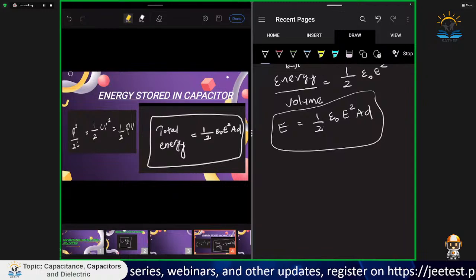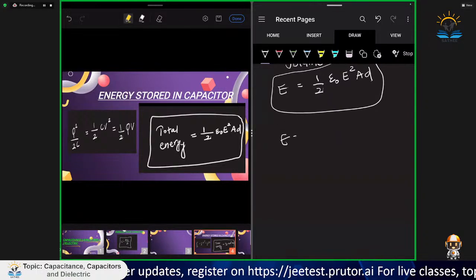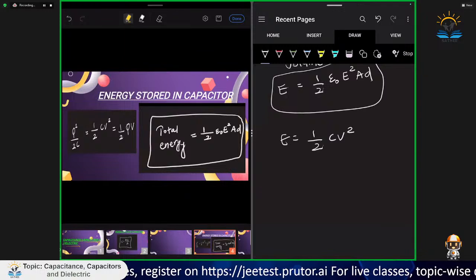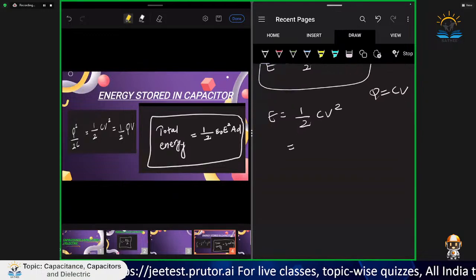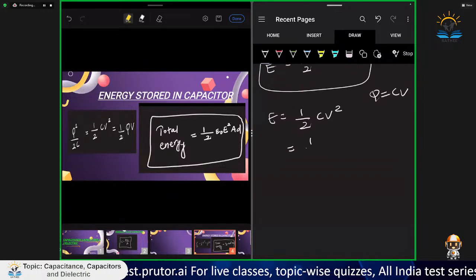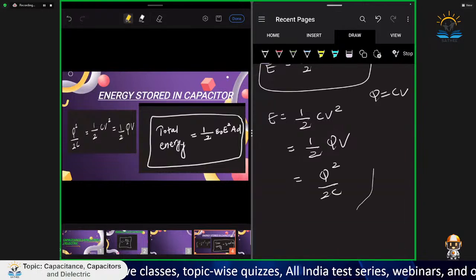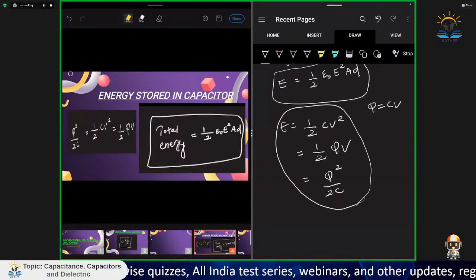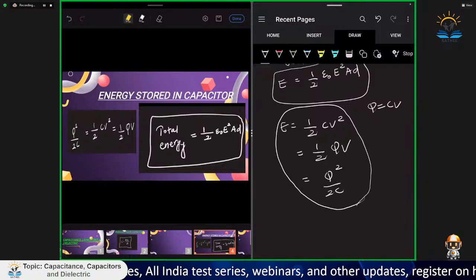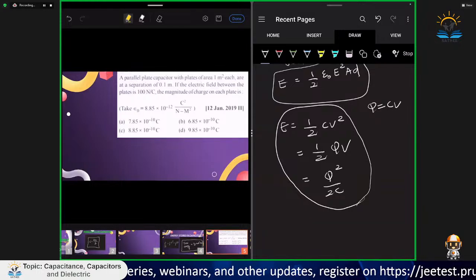Then by putting C equal to A epsilon by d in that equation, we will get energy equal to half C V square. And again, we all know that Q equals C V. Then again we will get half Q V, and Q square upon 2C. These are the formulas for total energy: half C V square, half Q V, Q square by 2C, and half epsilon E square A d. Easy. This is our first question.